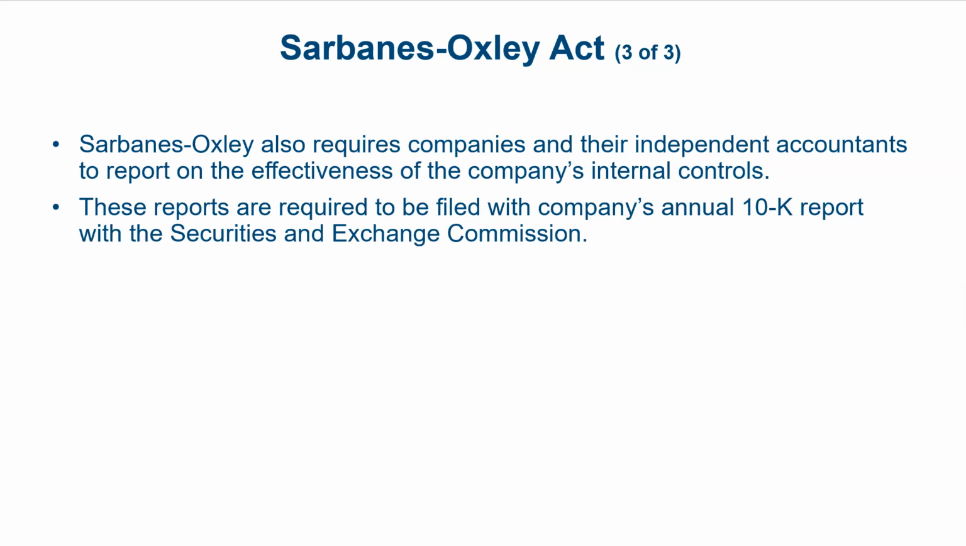Not only do they have to make sure that they are in place, they have to make sure that all the employees understand them and are using them properly. An example would be if you've got a camera looking at a cash register, that's an internal control. But if somebody moves that camera and it's no longer looking at the right person, well, you've got the internal control, but it's not doing its job. So now the auditors have to look at all the internal controls and make sure they're being used properly. All right, these reports are required to be filed with the company's annual 10-K report with the Securities and Exchange Commission.